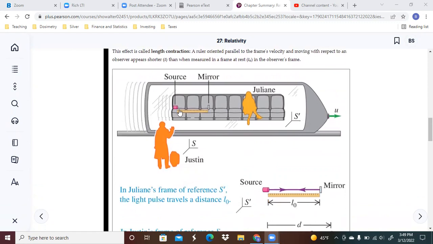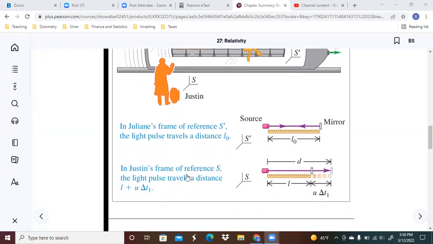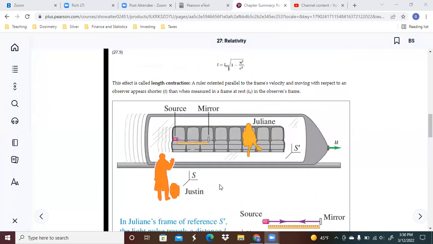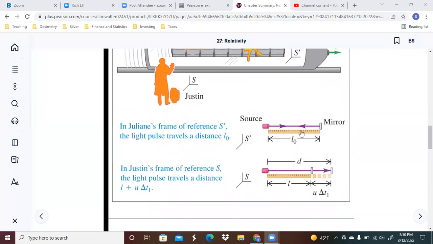So you can see here, you've got the source and the mirror, and so you've got some sort of distance here. You've got Justin out here, you've got Julianne in here in the moving reference frame. So in Julianne's frame of reference, the light pulse travels a distance L naught. In Justin's reference frame, the light pulse travels a distance of L plus u times T1. So the length contraction here is that this distance is going to be smaller than this distance.